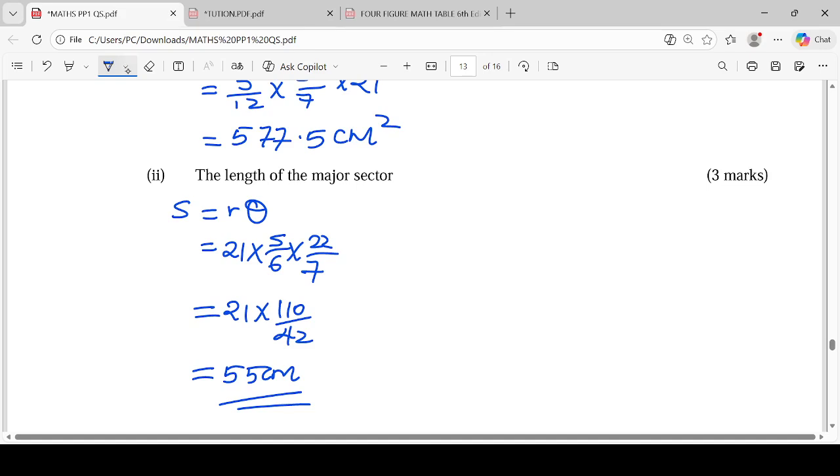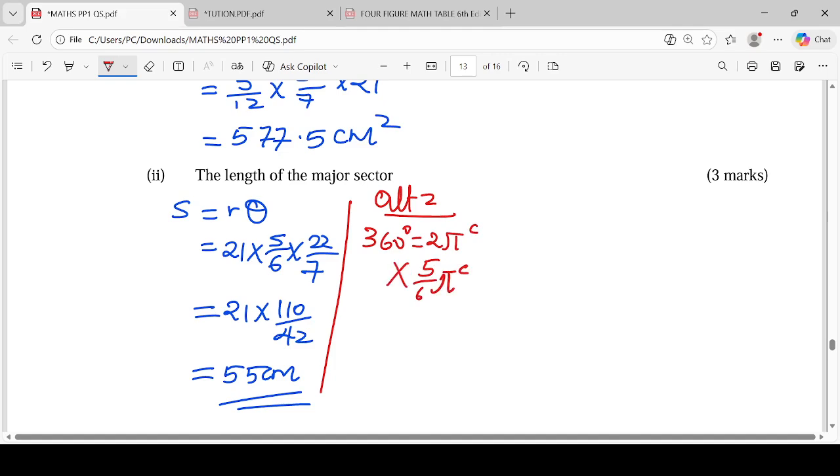Or let me show you another alternative. Alternative 2. Remember, we said 360 degrees is equivalent to 2 pi radians. What about 5/6 pi radians? Let me convert it to degrees. This will become 360 multiplied by 5/6 pi radians divided by 2 pi radians. The pi radians cancel, and I have 180 multiplied by 5/6, and that will become 150 degrees.